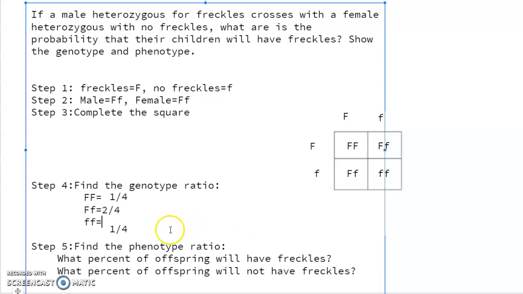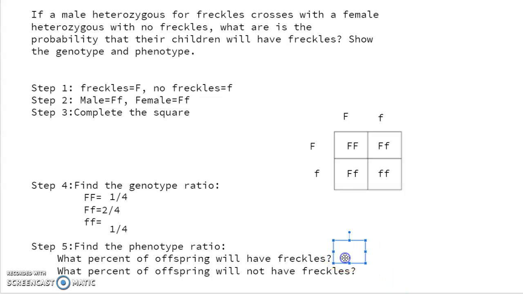The phenotype means how many are actually going to have freckles or not have freckles. So if I look at that, I have 3 out of 4 have 1 F in there. I have the 1 that's 2 capital F's, and the 2 that are heterozygous. So my chances are 3 out of 4. And I can write it like that, 3 out of 4. Or I could say that is 75% chance of having a child with freckles.